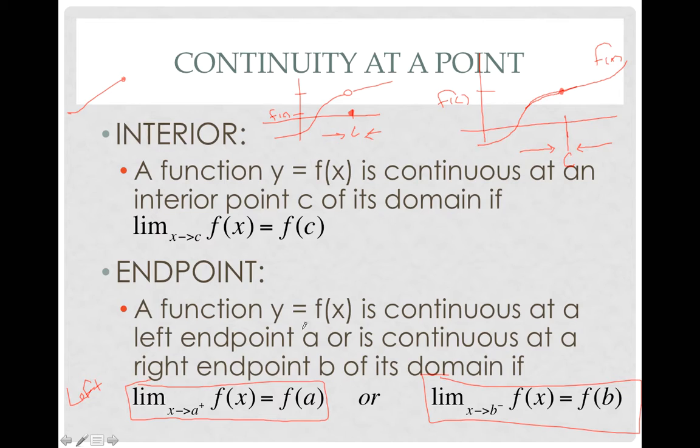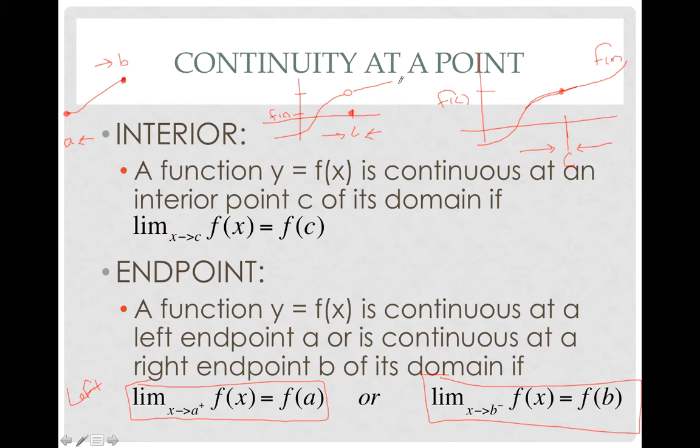It's continuous at a left endpoint a or continuous at a right endpoint b of its domain if, as we approach a from the right-hand side, then the limit is f of a, which means that dot, here's a, as we approach, f of a is at that dot. Or here, approaching from the left, f of b is that dot right there. In the same way we were talking about it over here with the continuity at a point.